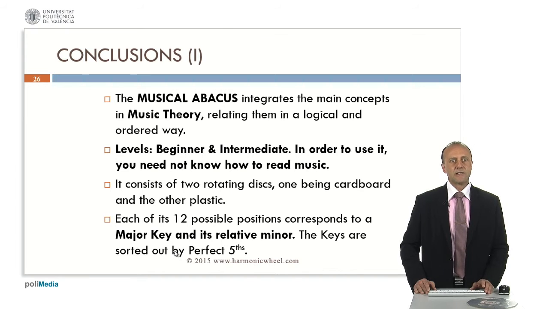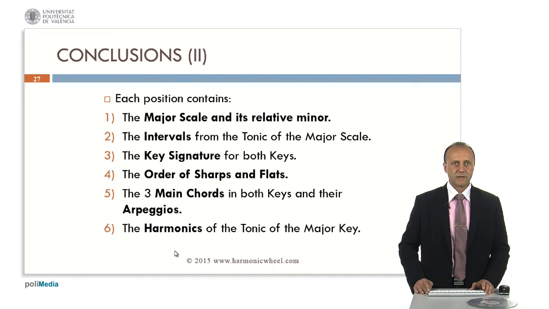As conclusions, we can say that the musical abacus integrates the main concepts in music theory, relating them in a logical and ordered way. It is intended for beginner and intermediate levels, and in order to use it, you do not need to know how to read music. It consists of two rotating discs, one being cardboard and the other plastic. Each of its 12 possible positions corresponds to a major key and its relative minor. The keys are sorted by perfect fifths, that is, following a cycle of fifths.